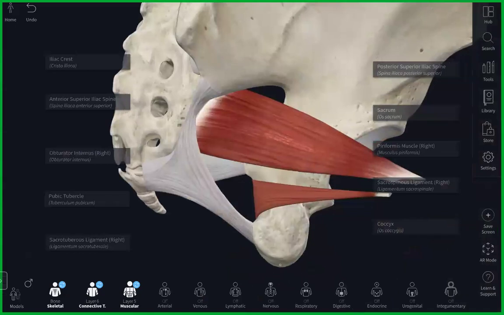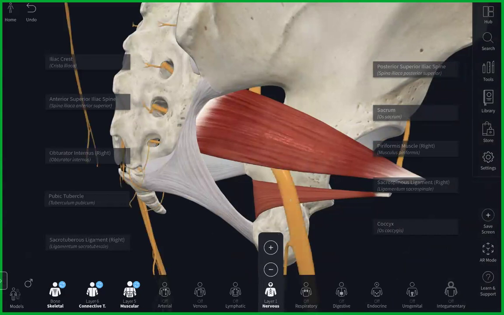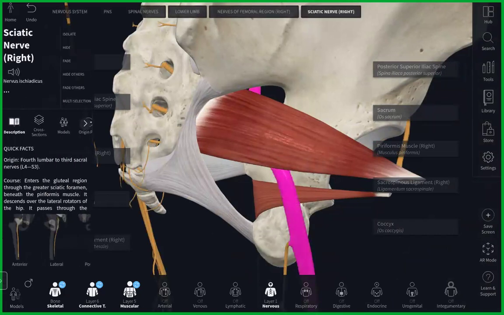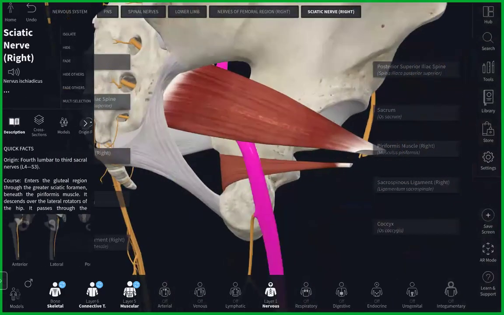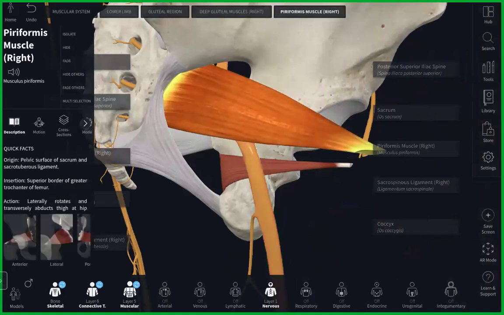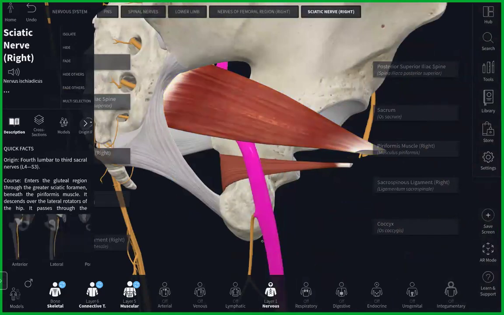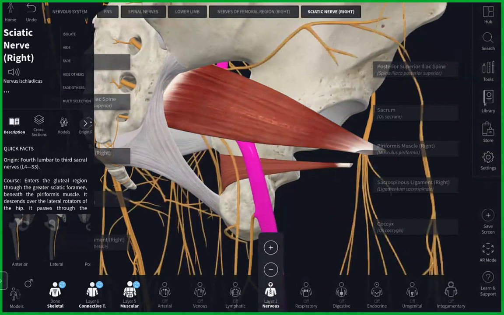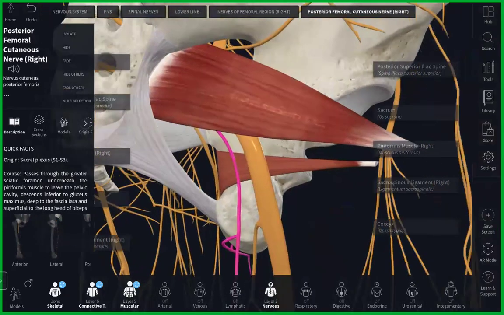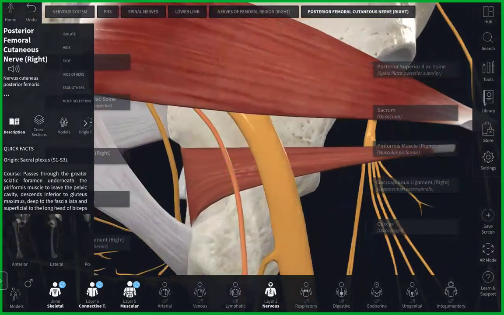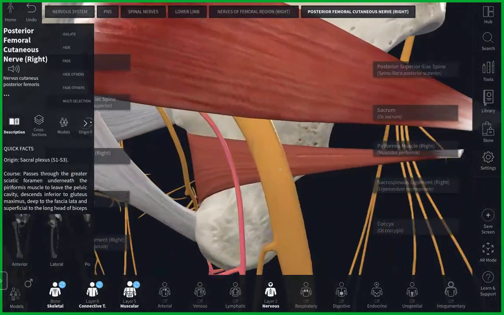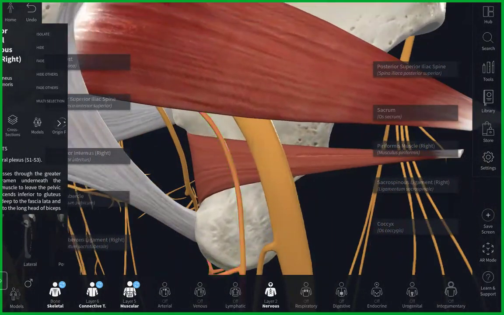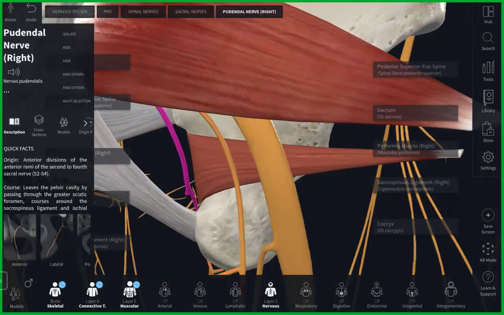We'll add the nerves. So the first thing you have to remember is that the most lateral structure is the sciatic nerve, coming out under the piriformis as a single trunk. Okay. Then the second thing is the posterior femoral cutaneous nerve. Very, very important is the posterior femoral cutaneous nerve. Then we can see that this is our pudendal nerve.